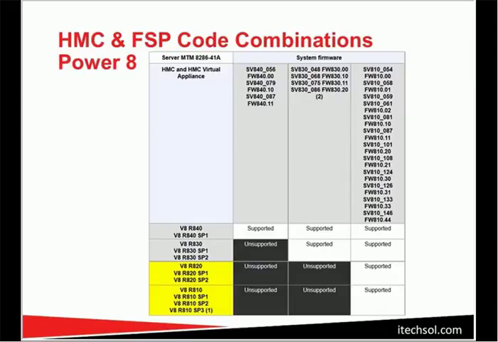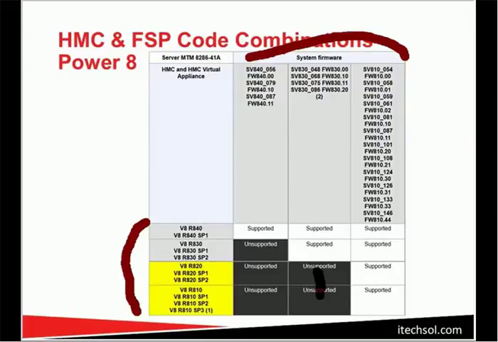So this is a Power 8, and here in my Power 8, I'm going to have the firmware up here, these 3 columns, and down here are my HMCs. So if I'm running, let's say, for instance, the SV830 code, and I'm running at a certain version, I've got to make sure I'm not in either of these 2 columns here, because it'd be unsupported.